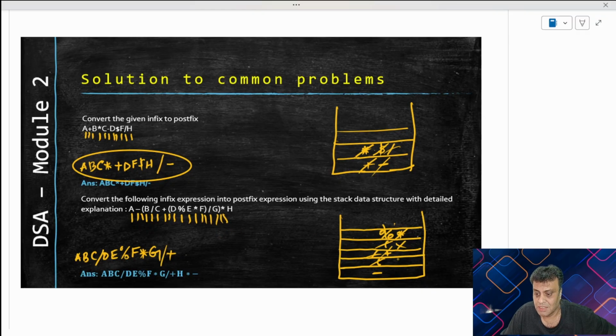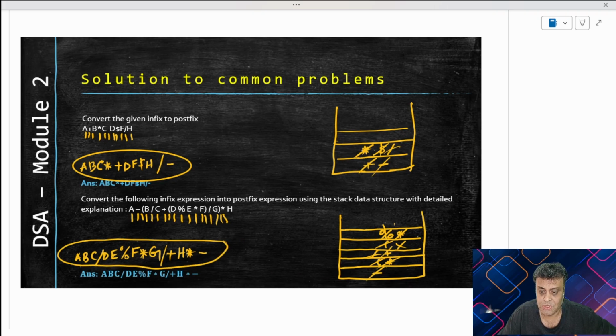Now comes a star. Can I put a star here? Obviously I can put a star here, because I have minus at the end. And then I have H. So I will put H. My string is over. I will pop these in order and write them in order. So that is what you get as the expression for solving this.